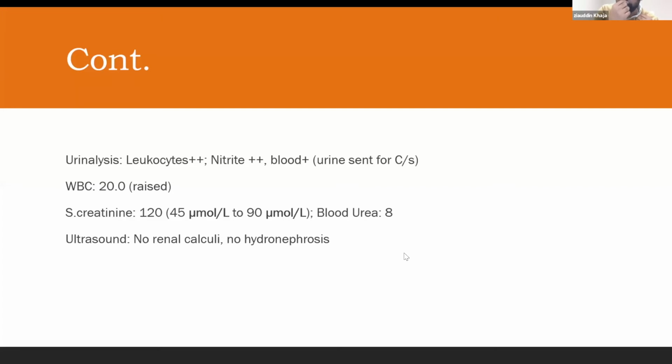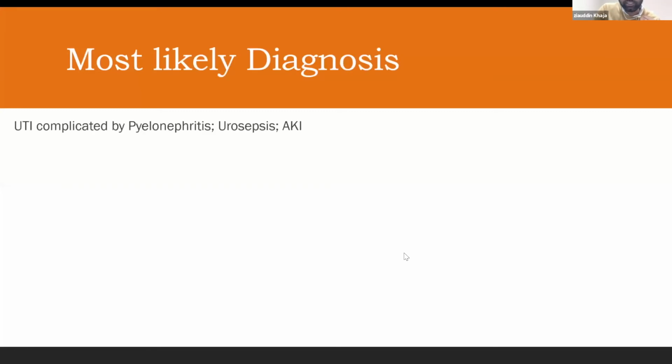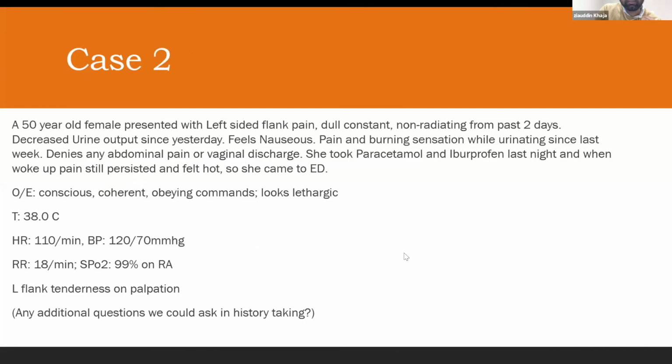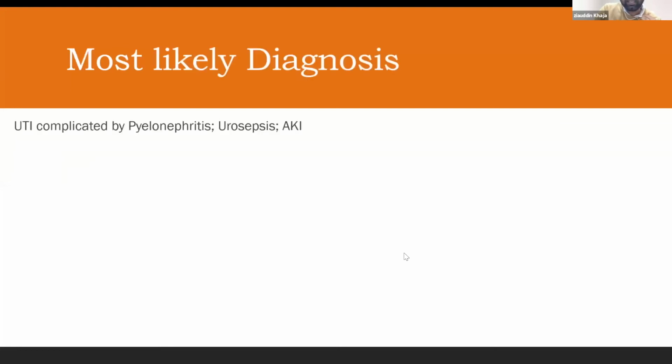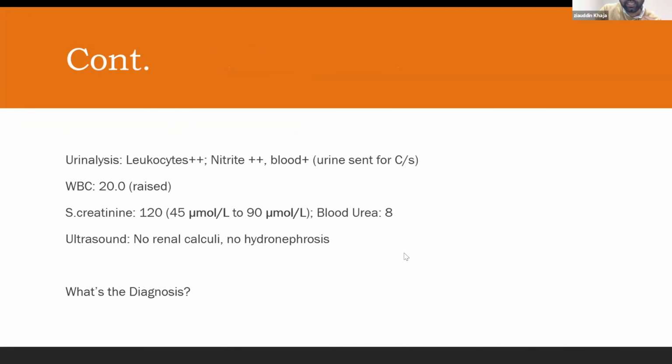So at this point, what are you thinking? Pyelonephritis, UTI? Agree? Yeah. So this is a UTI. I mean, she's had a history of UTI, and now it's complicated by pyelonephritis, and then urosepsis exactly, because the patient is tachycardic and has a temperature as well. And if you notice, she's had AKI as well. Her creatinine was increased to 120, up from a baseline of around 90 micromoles per liter.